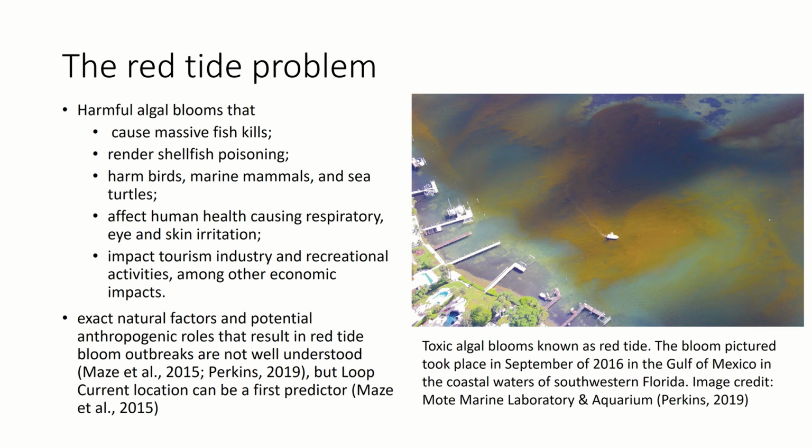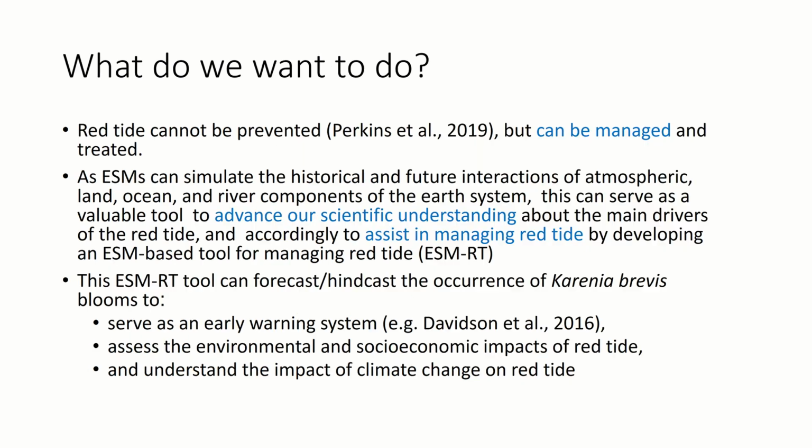What causes the red tide? We still don't know exactly. The exact natural and potential anthropogenic roles that result in red tide plume outbreaks are not well understood. But one of the current working hypotheses is that the loop current location can be a first predictor. Based on the location of the loop current, we can see whether a Karenia brevis plume event will occur this season or not, as I will be showing later.